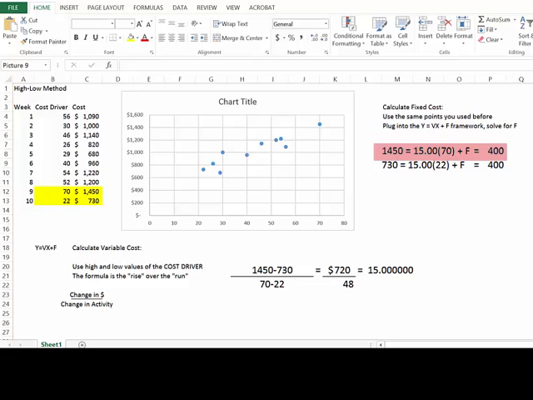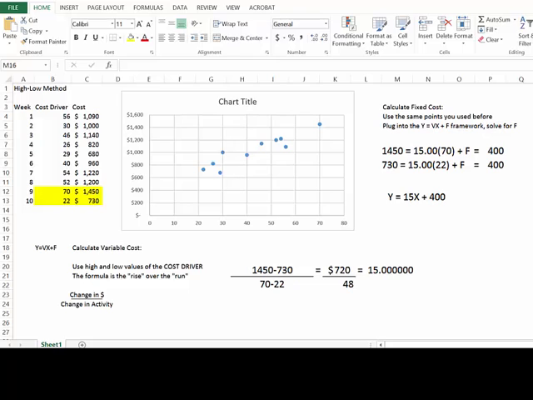So we're going to start out by taking the first point, 1450 equals 15, that's our variable cost, times 70, that's our driver unit from that high, plus f. And when we solve for f, we get 400. To double check it, let's put it into the second equation. We get 400 again. That means that our formula is y equals 15x plus 400. So we've solved this equation.